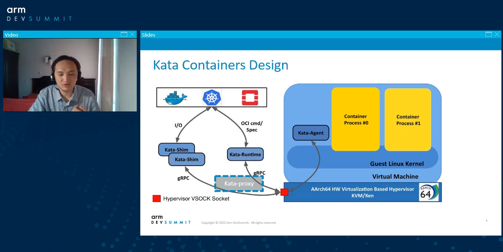Another process is the Kata shim. It will run inside the host environment and handle the standard I/O and signals on behalf of the container process, which is inside the guest.